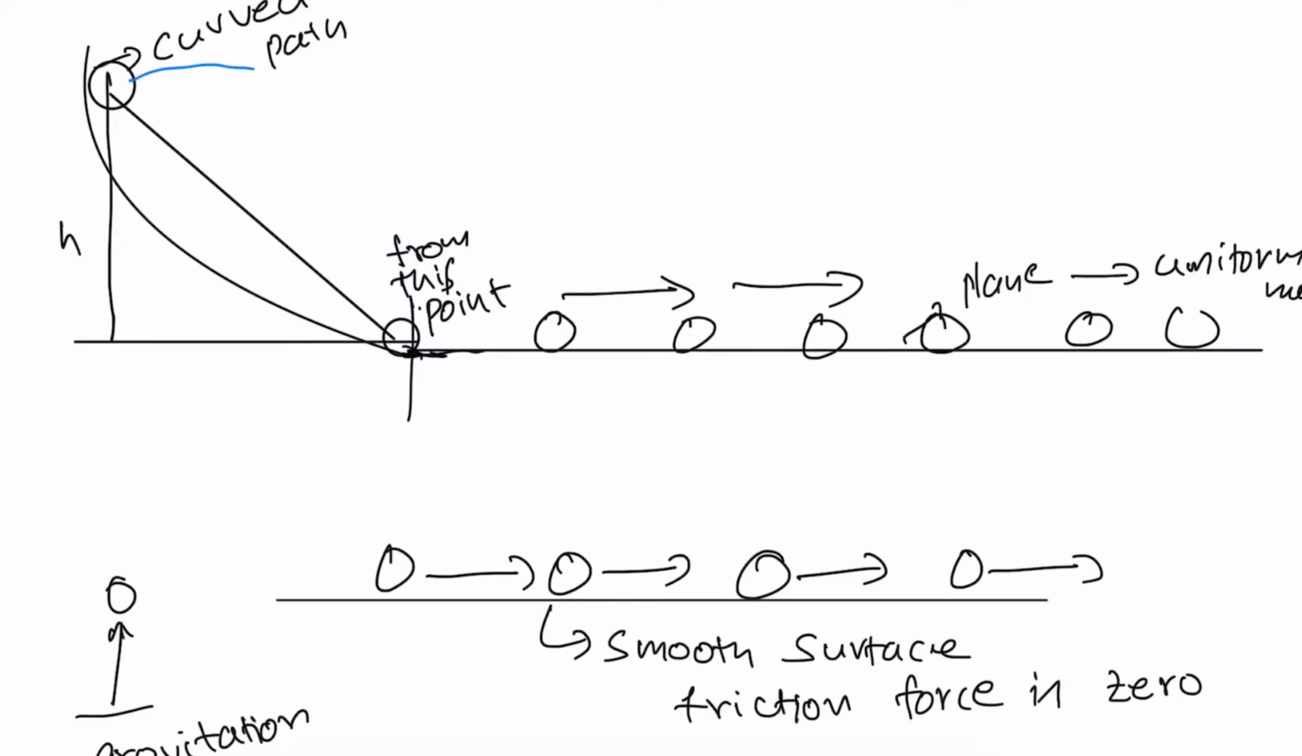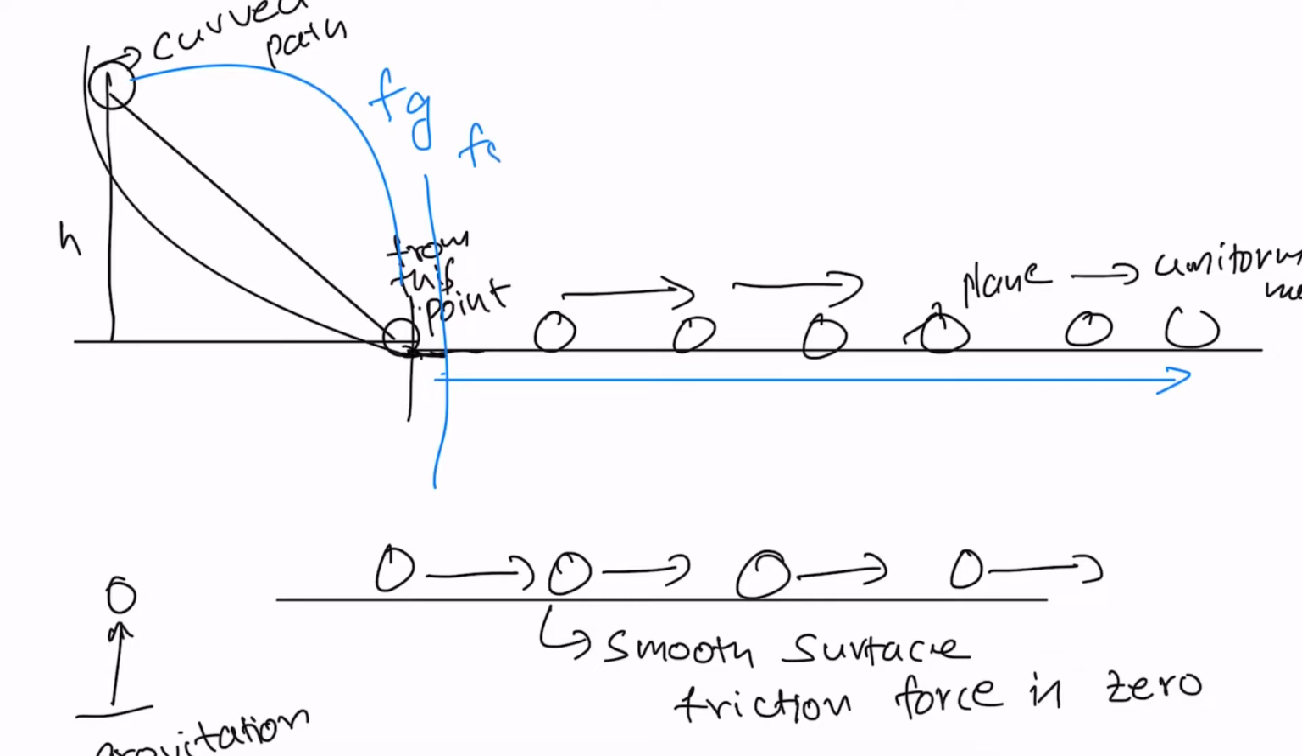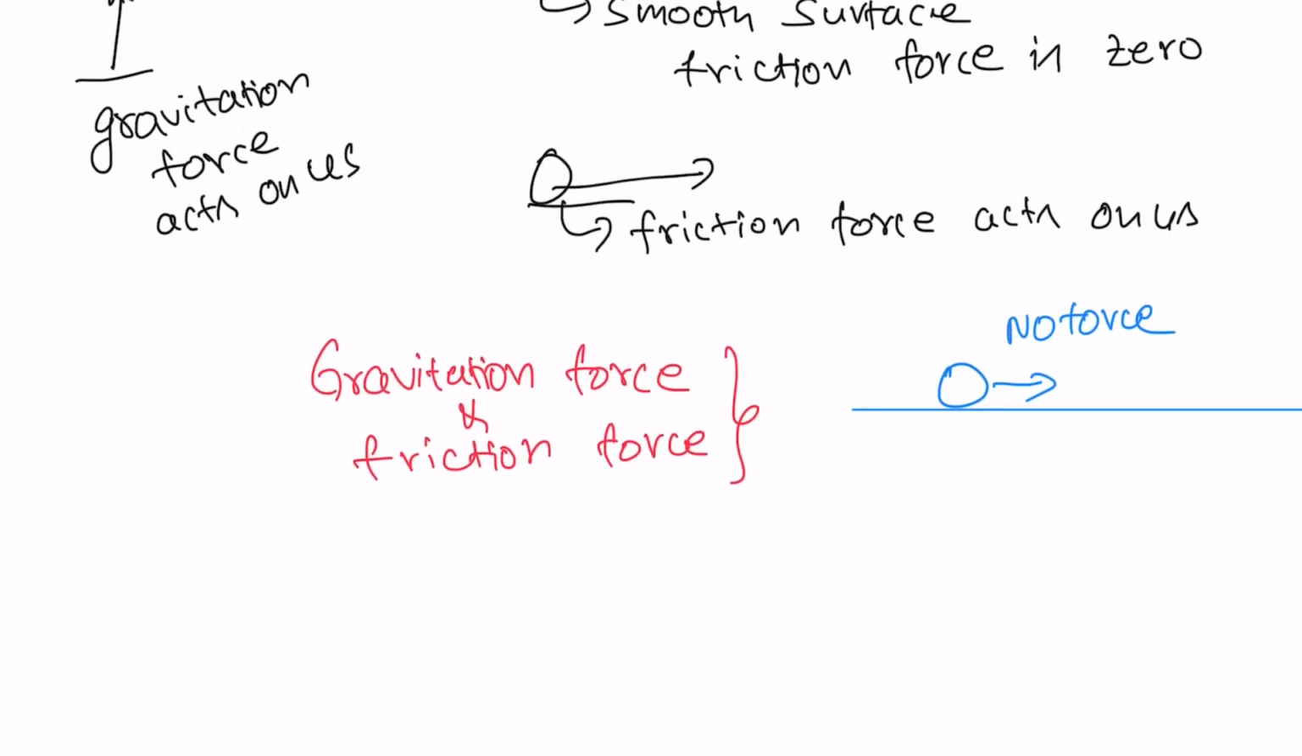This body is coming down. While it is coming down, gravity force acts, but while it is moving along the horizontal, after this point, the gravitational force is absent. This is a smooth surface. Friction force is also 0. So these two forces are not there. The body has no force, but the body is moving with uniform motion.